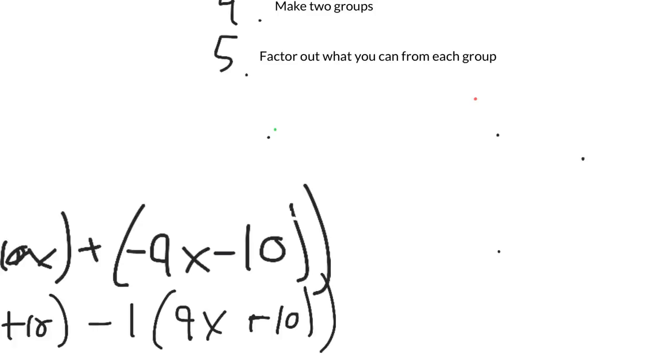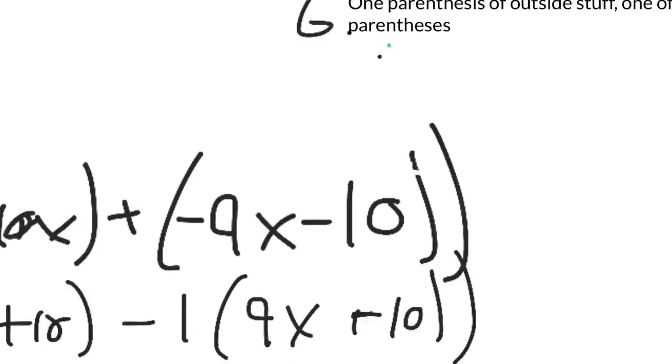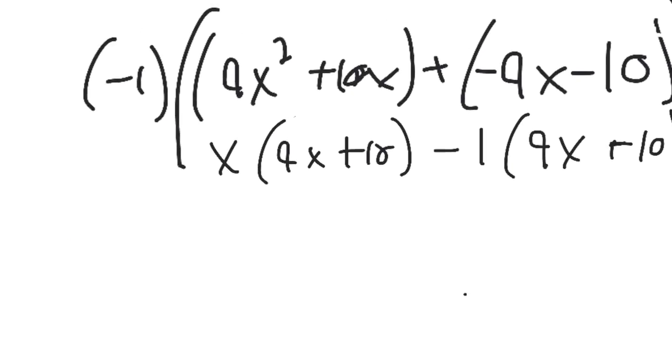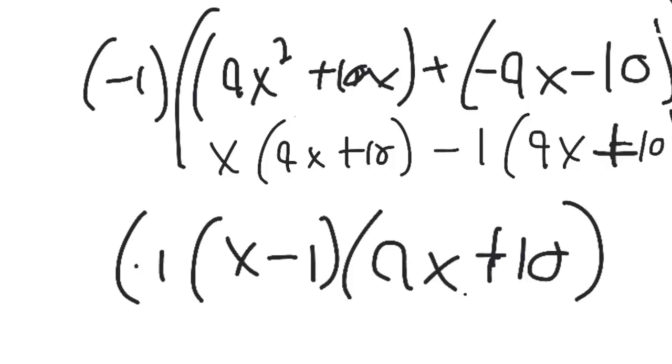So that's step 5, and the final step is step 6. Step 6 is where we get our answer. You make one parentheses of the stuff on the outside and one of the duplicated stuff. What we mean by duplicated stuff is every time you do this, by magic, you should have 9x plus 10 and 9x plus 10. That's a plus because we factored out a -1. That's the duplicated parentheses we're talking about, and this is the outside stuff. We got x minus 1 on the outside. We got 9x plus 10 for the duplicated parentheses. And then there's that -1 that we factored out to begin with.